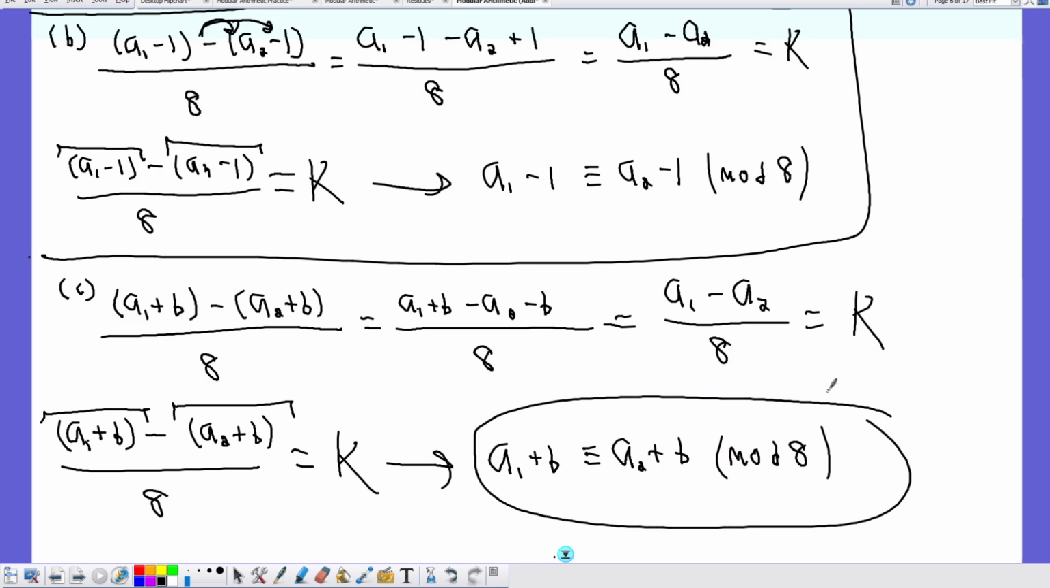So, at least for mod 8, we have established the fact that we can add any integer to any value for a1 and a2, as long as they're the same. If we add any number b to both of them, it establishes that their addition will be congruent as well.